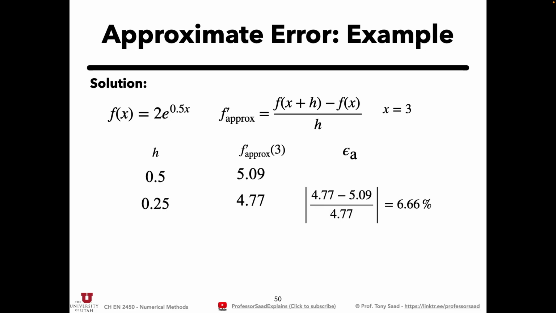Next, when my h is 0.25, I have a better approximation because h is smaller. And now I can say better approximation minus worse approximation over better approximation, and that gives me an error of 6.66%. And you can say, yes, using h equals 0.25, our error is around 6%. Our relative approximate error is around 6%.